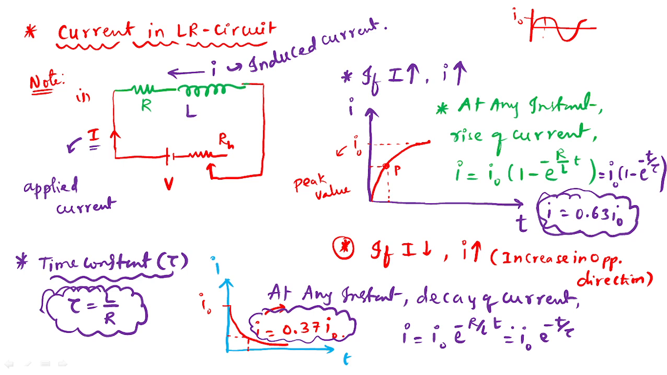Means the current can increase only 63% in the inductor. You can decrease the current only 37%. Clear? You cannot do 100% increment. You cannot do 100% decrement. Clear? Are you getting my point, buddy? So that is the main thing in the LR circuit. The LR circuit is an important concept.